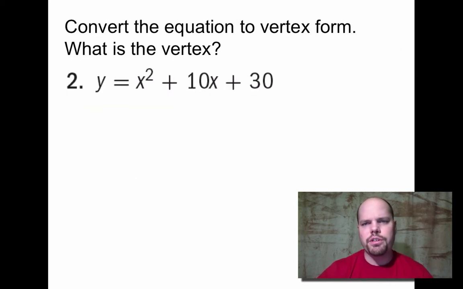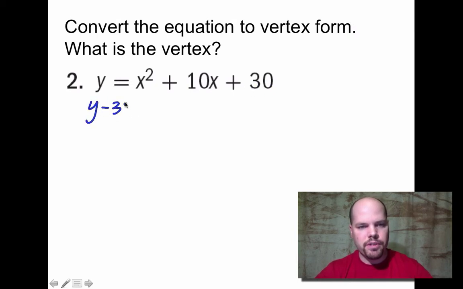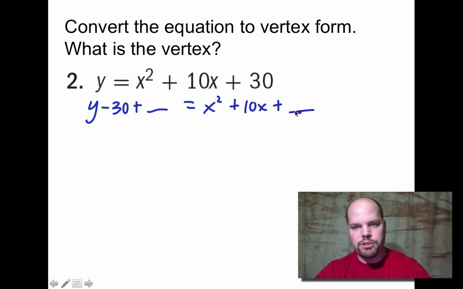Alright, convert the equation to vertex form. What is the vertex? Okay, so this is not a perfect square the way it sits. 30 is not the term we want there, so let's subtract this. It'll be y minus 30 plus, let's leave a little space. Okay, x squared plus 10x plus what makes this a perfect square? Well, we take half of 10 and square it. So half of 10 is 5. 5 squared is 25. So we need to add 25 to both sides. So we needed 25 here, not 30.